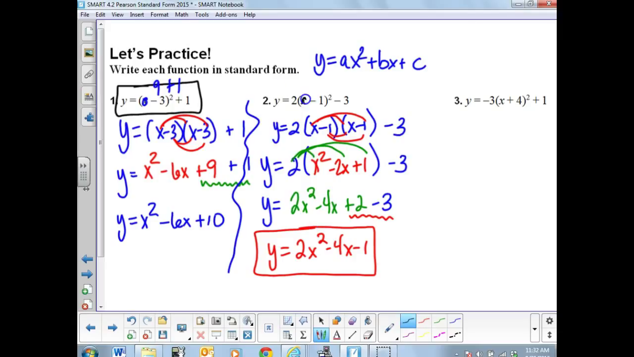Let's see if we're right. If I put a 0 right there, I get negative 1 squared, which is 1. So 2 times 1 minus 3. Does that give you negative 1? Sure does. All right, let's skip number 3.